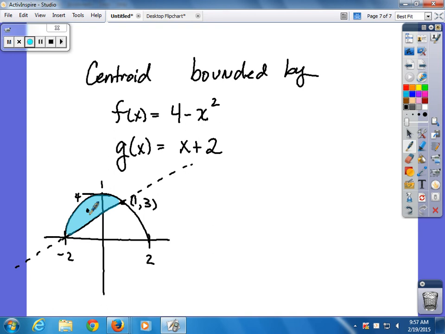And you're going to have to take the antiderivative of f of x minus g of x. That's the starting point, because you got to get this region isolated. That's the first step. So then that's going to be from -2 to 1. And y'all can take off from there. Okay?